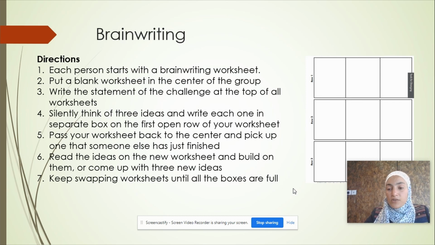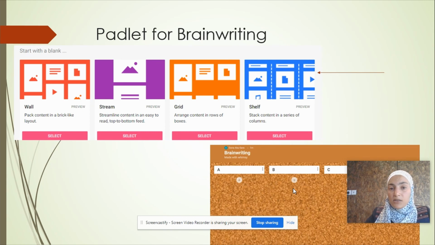Actually, there are many applications that can help you let students do brainwriting. One of these is Padlet. We can use Padlet for brainwriting. Actually, Padlet has different styles. You can use the shelf one. When you create a shelf, you can add the columns here. So here I added columns A, B, and C. So I named my students A, B, C. They can start generating ideas.